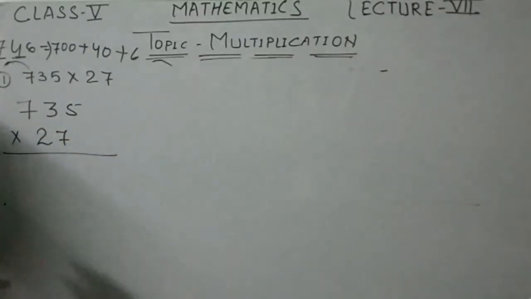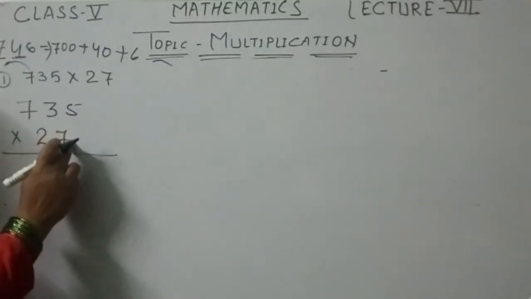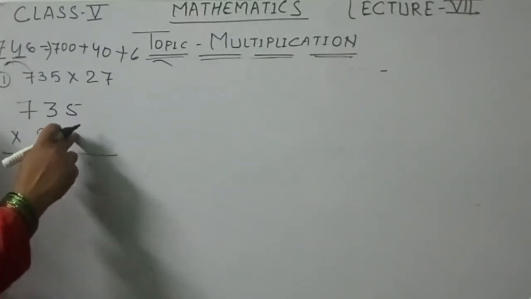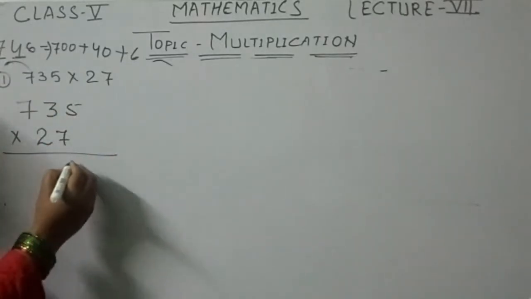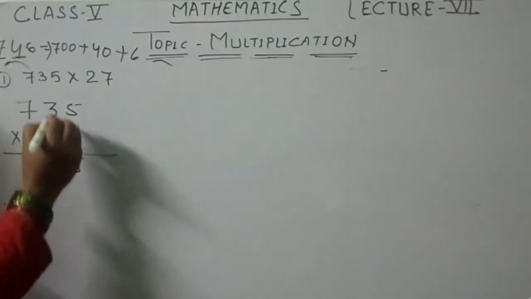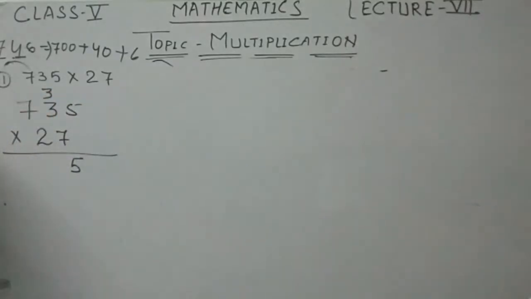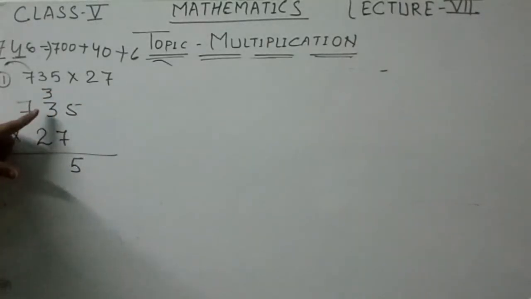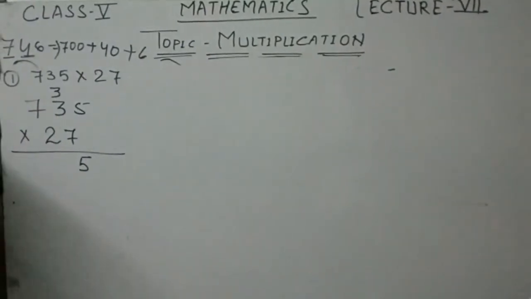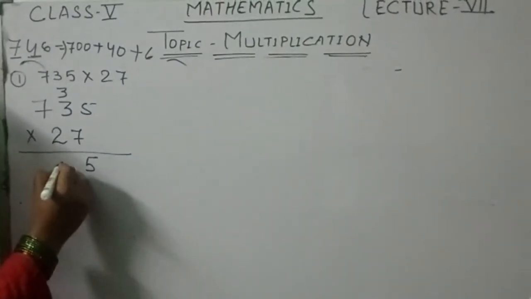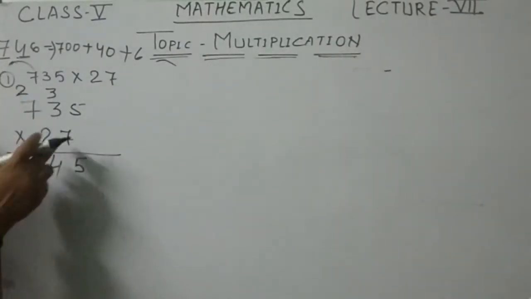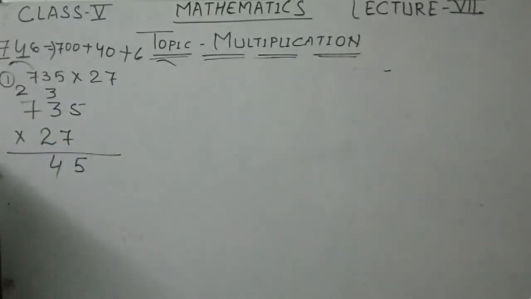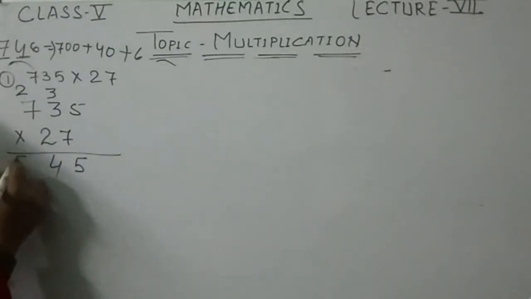Now first we have to start with 7. 7, how many times do you have to read the table? 5 times. 7 5s are 35. What do we have to write here? 5. And what is the carry here? 3. Okay, then multiply 7, read the table how many times? 3 times, 7 3s are 21 and plus 3 that is 24, write here 4 and what is the carry here? 2. Then 7 7s are 49 and plus 2, that one will be 51.